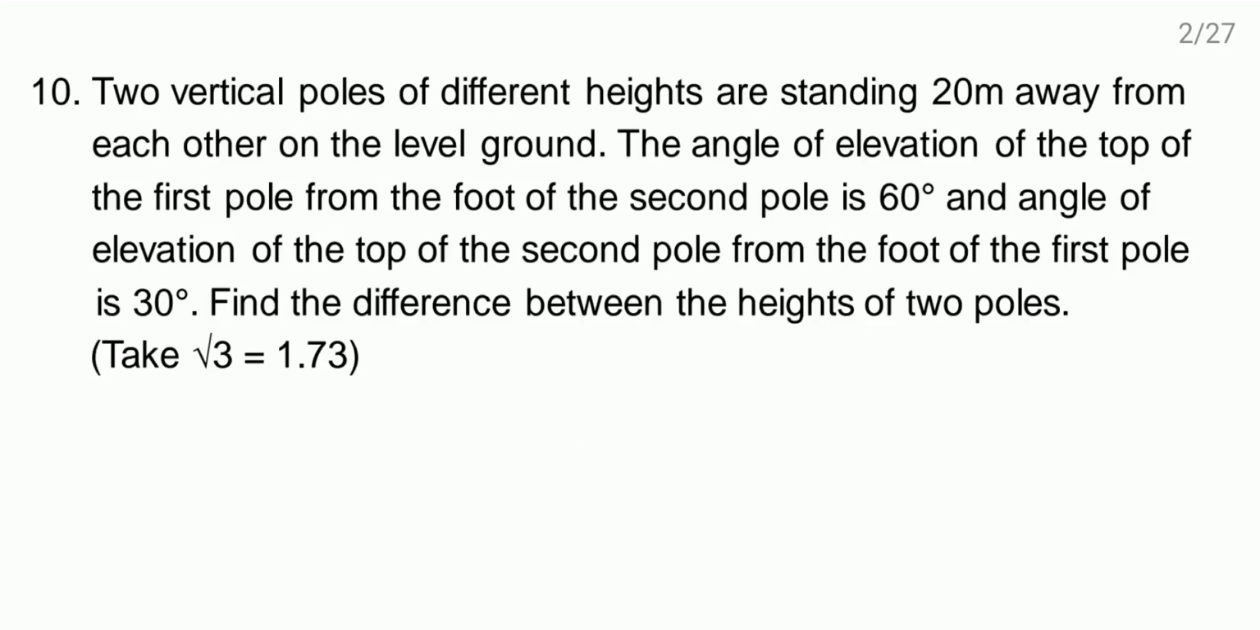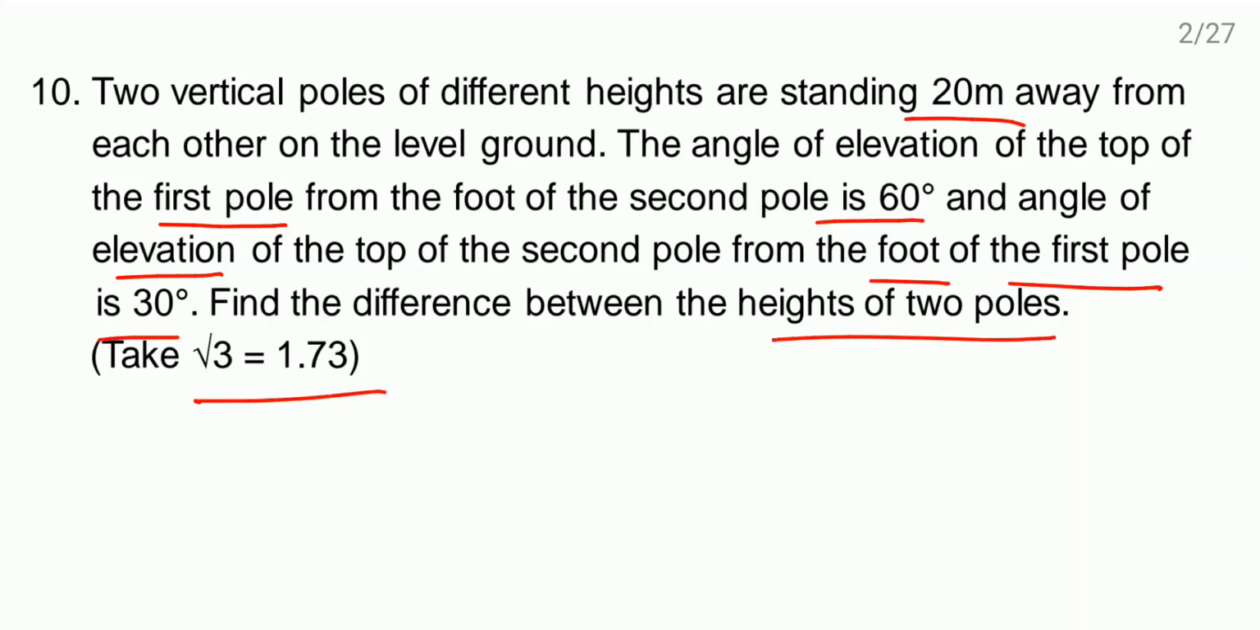Two vertical poles of different heights are standing 20 meters away from each other on the level ground. The angle of elevation of the top of the first pole from the foot of the second pole is 60 degree and angle of elevation of the top of the second pole from the foot of the first pole is 30 degree. Find the difference between the heights of two poles. Right? They have given us the value of root 3 as 1.73. Let us see the figure here.